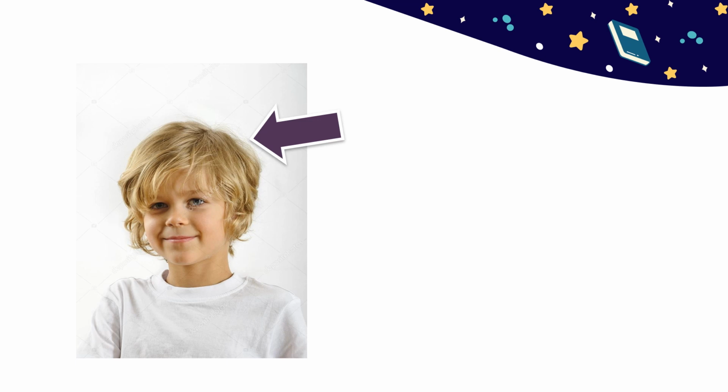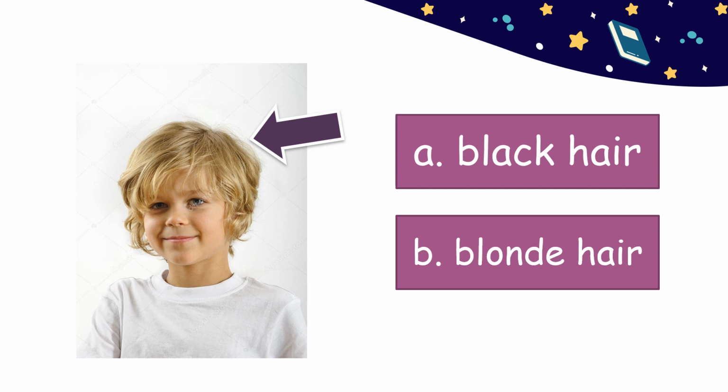All right, question number two. Look at the picture. Look at the arrow. Dia tunjuk ke mana tu, the arrow? All right. So A, we have black hair. B, blonde hair. So is it A, black hair, or B, blonde hair? Which is the answer? Good job. The answer is B, blonde hair. He has got blonde hair. Well done.